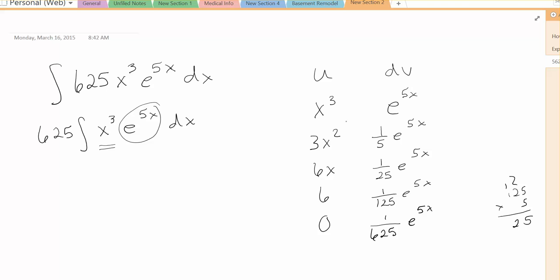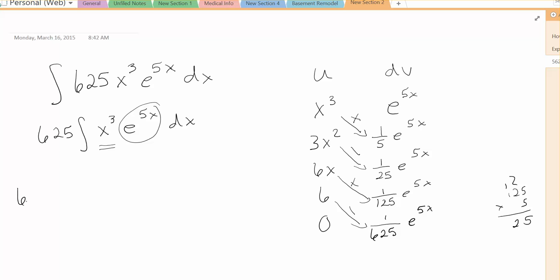And then you just draw lines here, which is going to be the process of, you're going to multiply the u times the dv, and then you're going to alternate signs. So this is going to be addition, this is going to be subtraction, this is going to be addition, this is going to be subtraction.